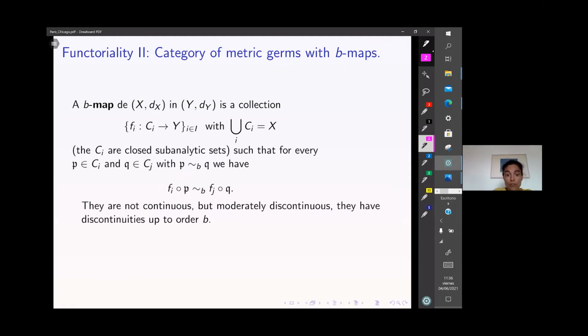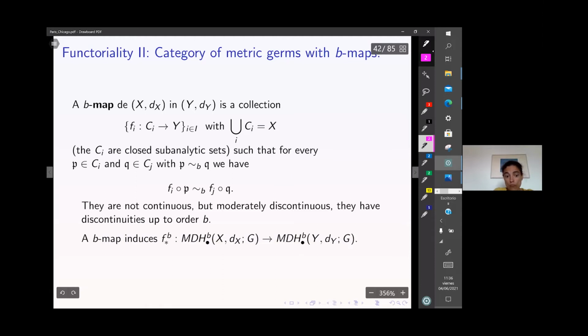So they are not continuous, but they are what we say moderately discontinuous, because the discontinuity can be only of order t to the b. In particular, this allows us to see that a b-map induces a mapping at the level of homology, because it will go down to the chain groups of b-simplices, etc.